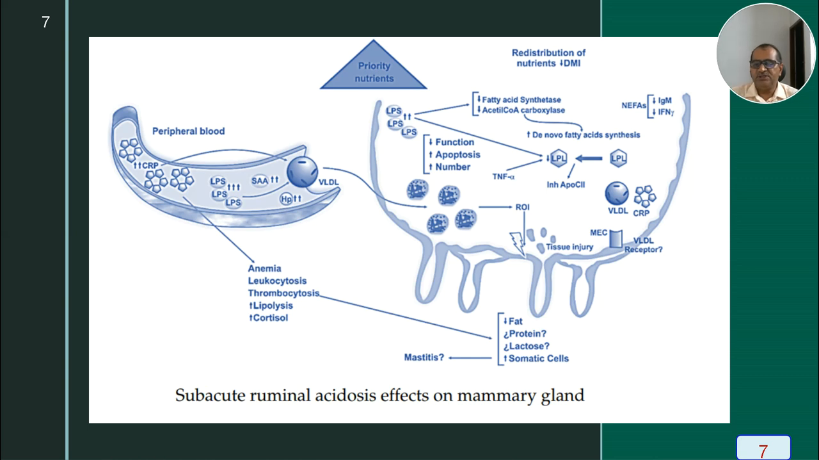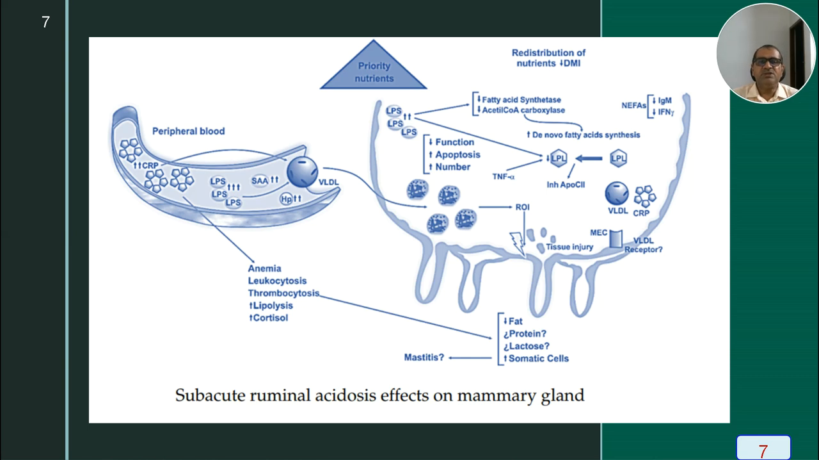Here you can see that there is one disease known as subacute ruminal acidosis. This is also going to cause a lot of problems, especially in cattle, because cattle do require a lot of minerals, vitamins, amino acids, proteins, lactose, and many more substances for very high quality milk production.